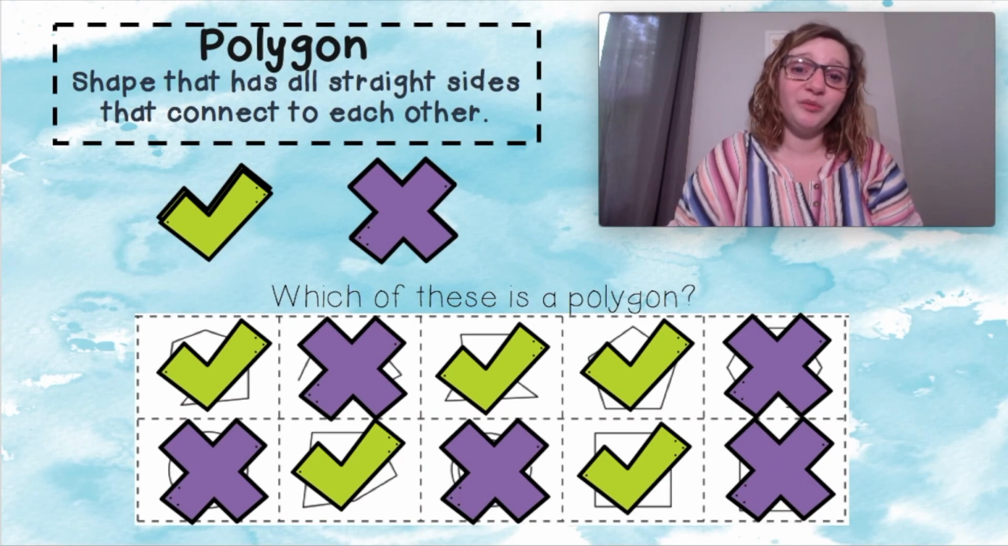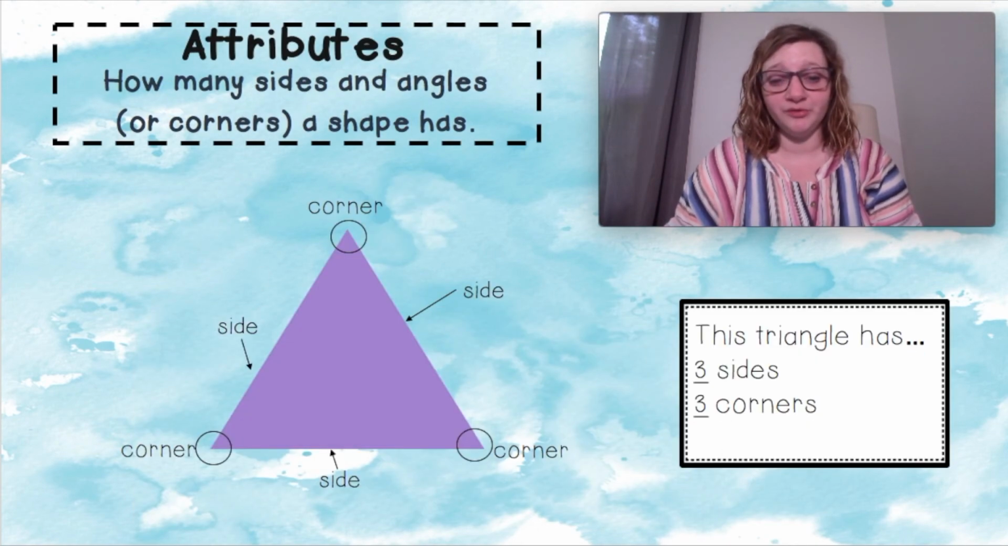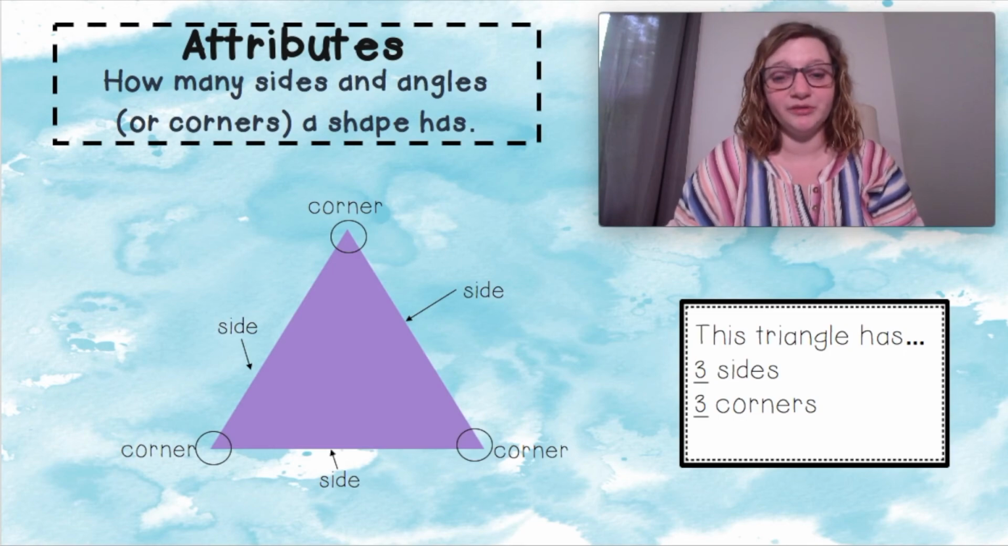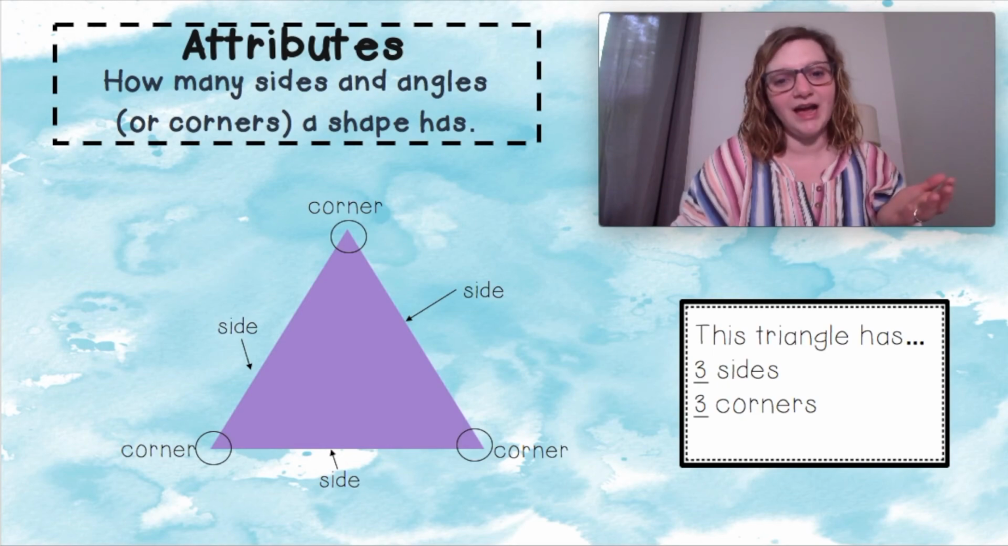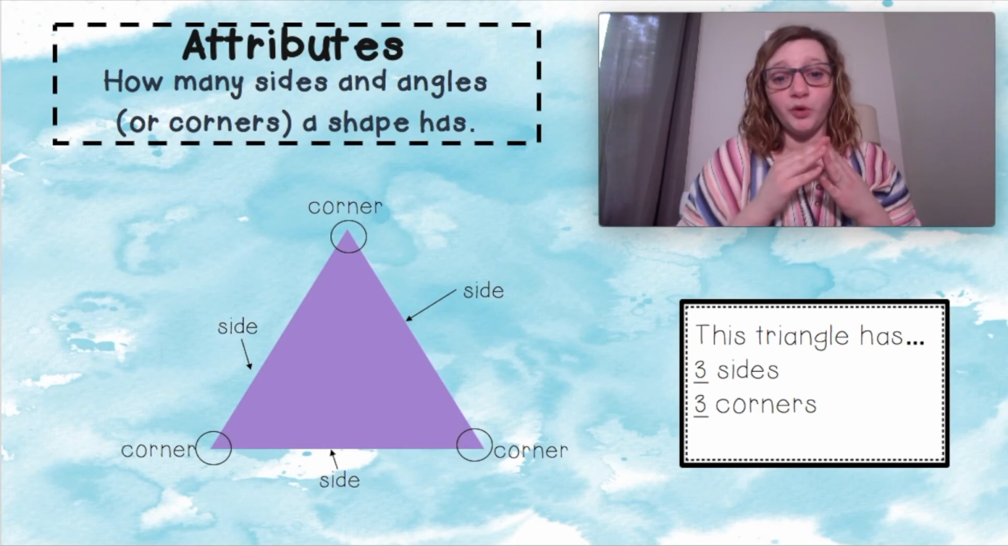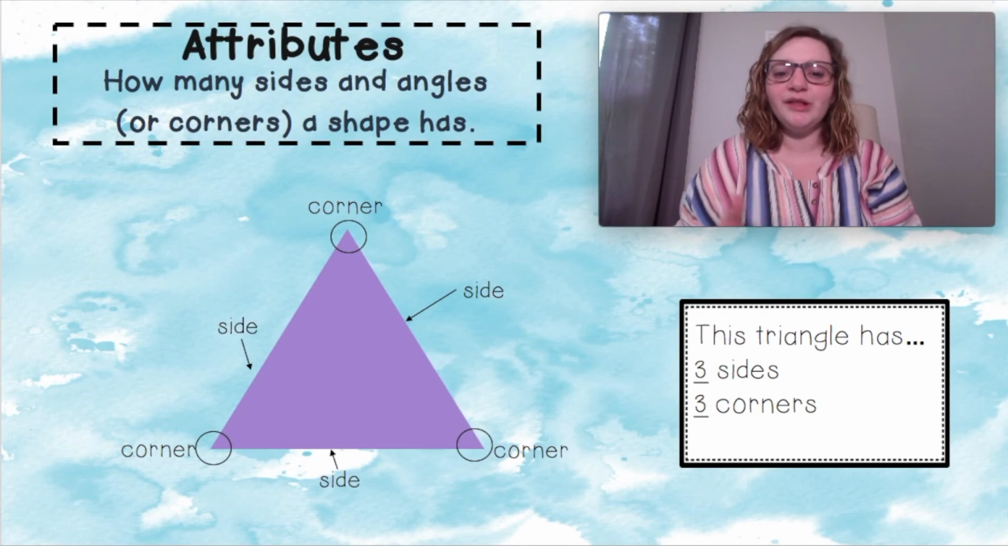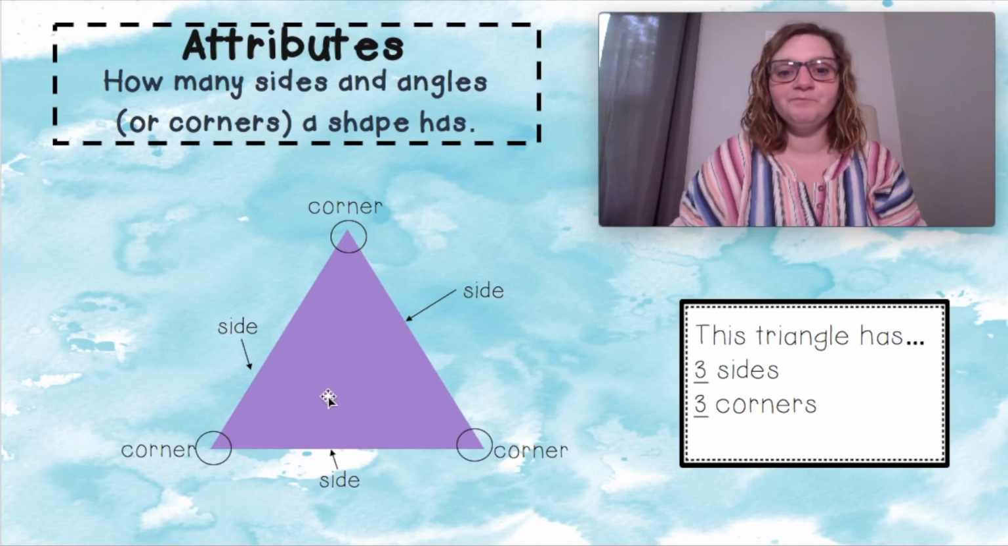So our next word that we're going to talk about is the word attributes. Can you say that with me? Attributes. So attributes are basically when we're talking about shapes, it's basically their characteristics. It's how many sides and angles, some people call them corners, a shape has. So let's look at this triangle for an example. So we see circled here are all of our corners.